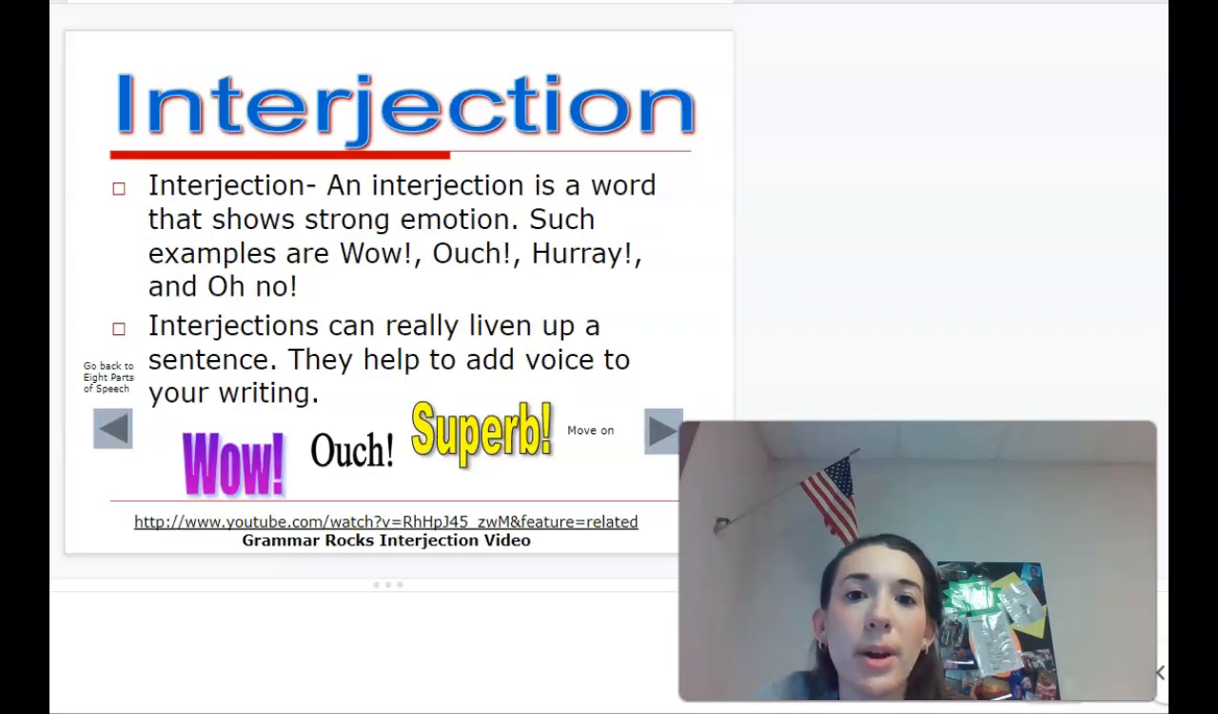Lastly, we're going to talk about interjections. Interjections are words that show strong emotions, such as examples of wow, ouch, hooray, and oh no. Interjections can really liven up a sentence. They help to voice the tone of your writing.